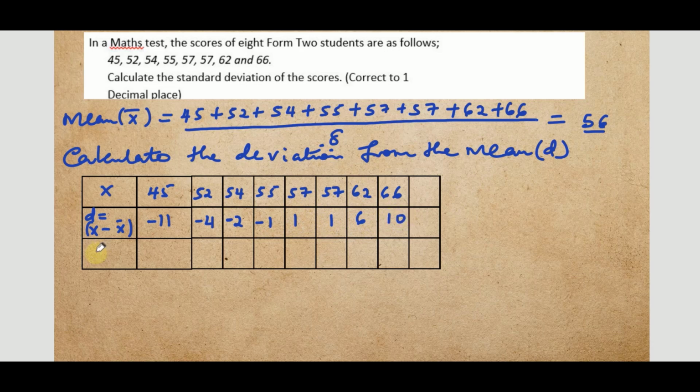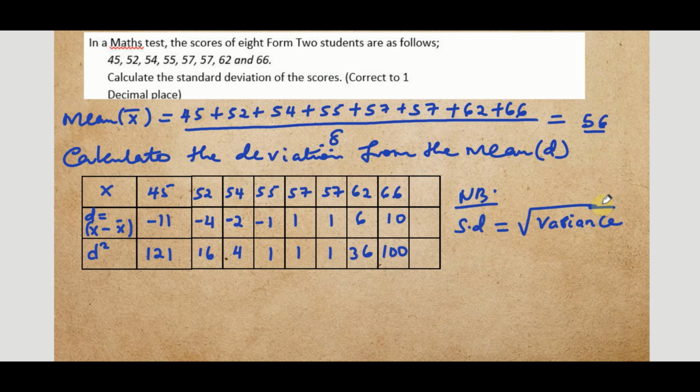The next thing is to square the deviation. When you square the deviation, you get 121, 16, 4, 1, 1, 1, 36, and 100. So that is very important. Now, one thing that we must realize, NB, the note, is that standard deviation is obtained by obtaining the square root of the variance.